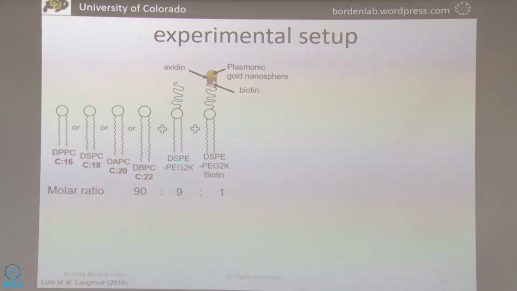We use different lipids, again, following the cues from Dennis Kim, C16 to C22. We also have a pegylated lipid, and a pegylated lipid with a biotin, so that we can attach the gold nanoparticle that has an avidin on it. Now, we just bought these gold nanoparticles from a company called Nanopartz that sells them already avidinated. So they were already functionalized. So it was a really easy experiment to do.